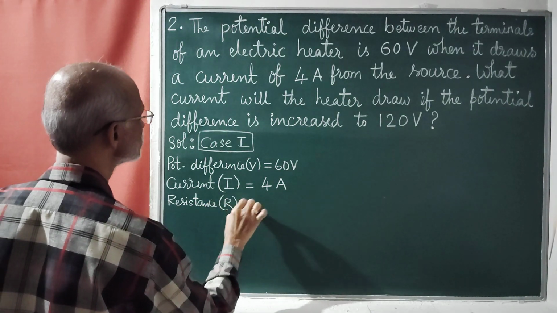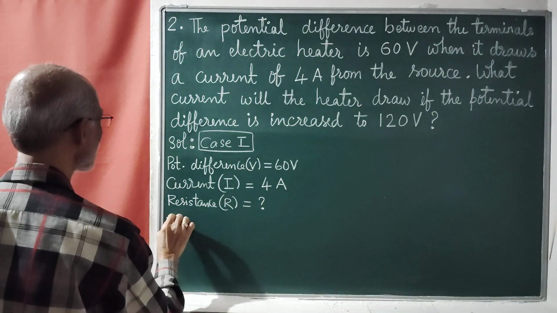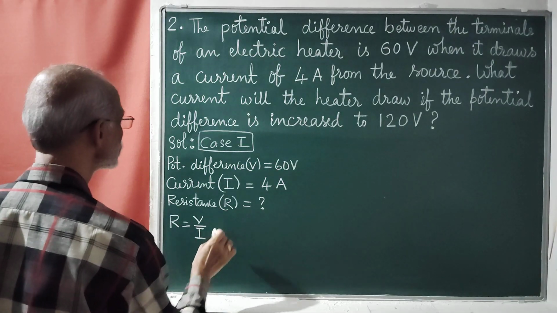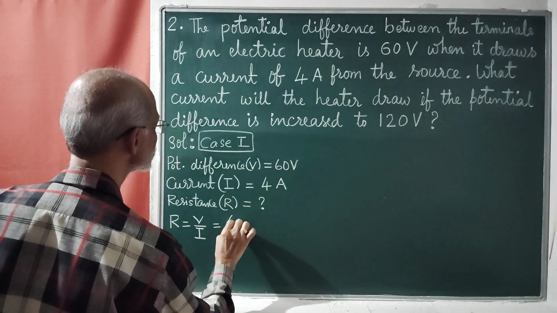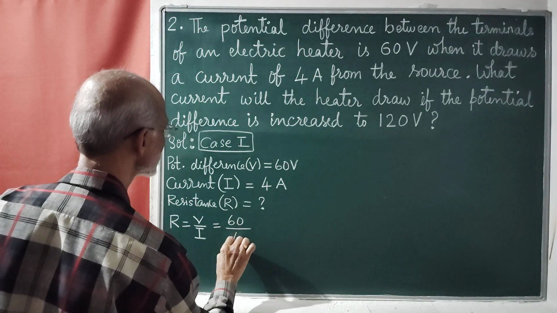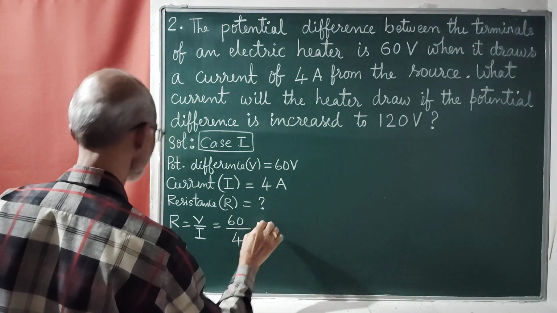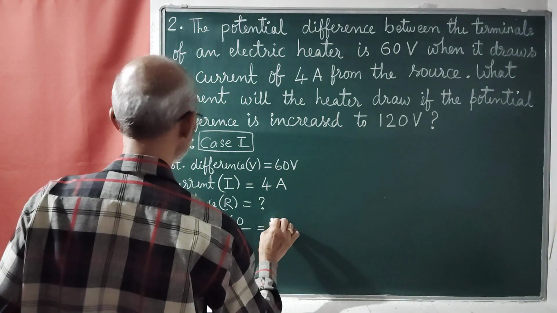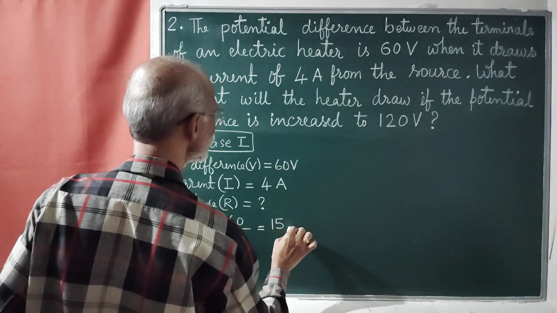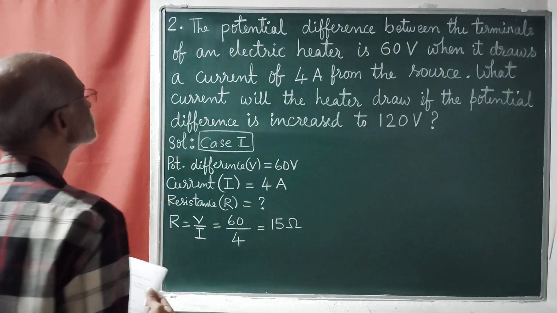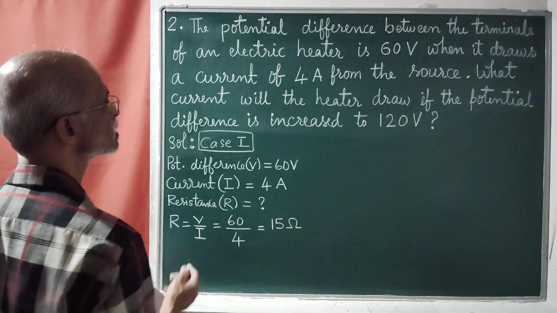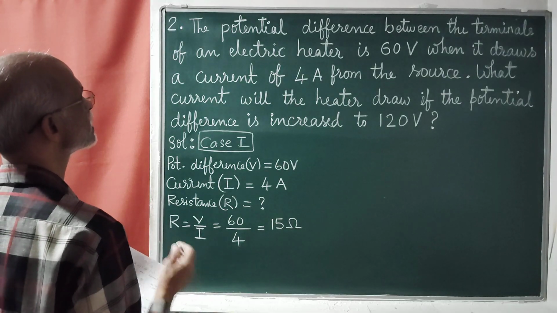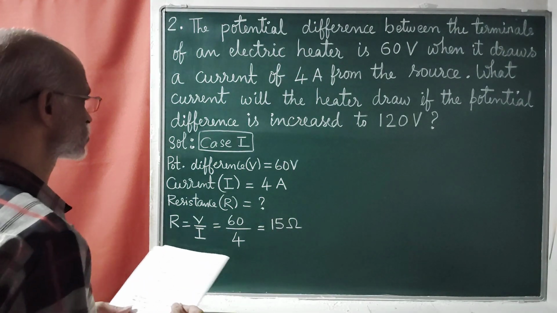Resistance R we will calculate by using Ohm's law. R is equal to V by I. So what is V here? 60 volts. I is 4 amperes. So we will get 15 ohms. In case 1, we found the resistance of the electric heater is 15 ohms.